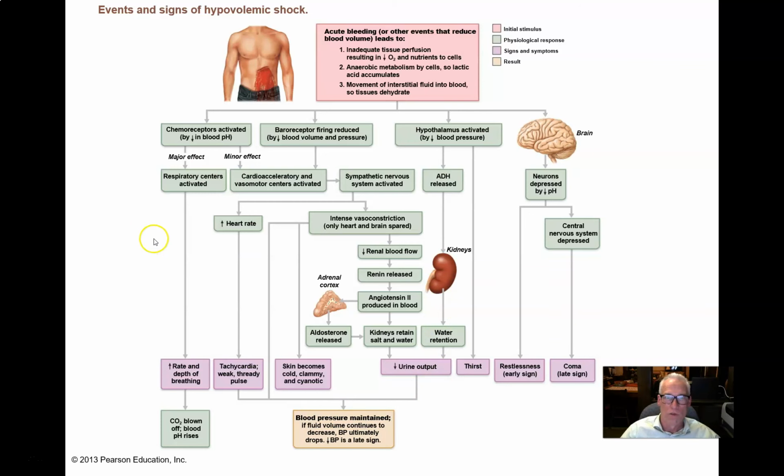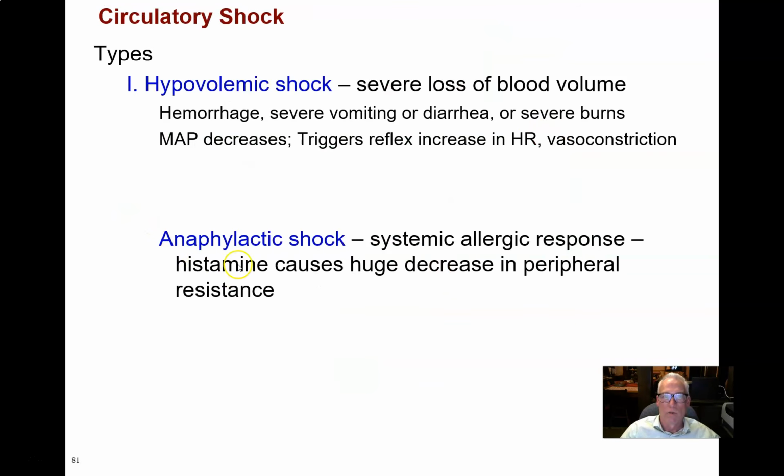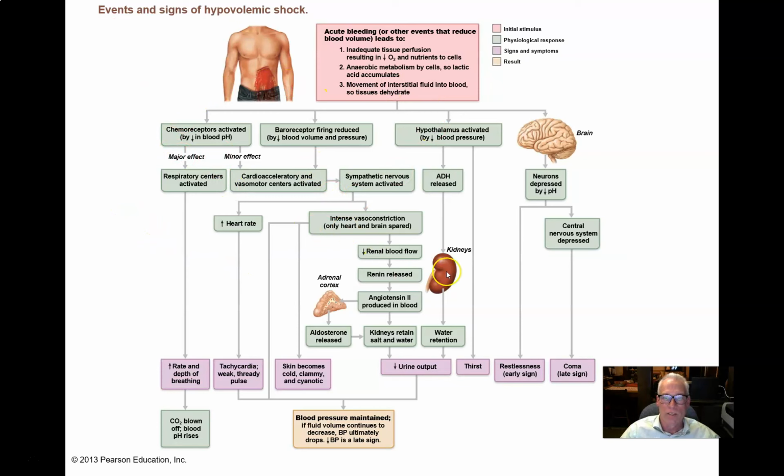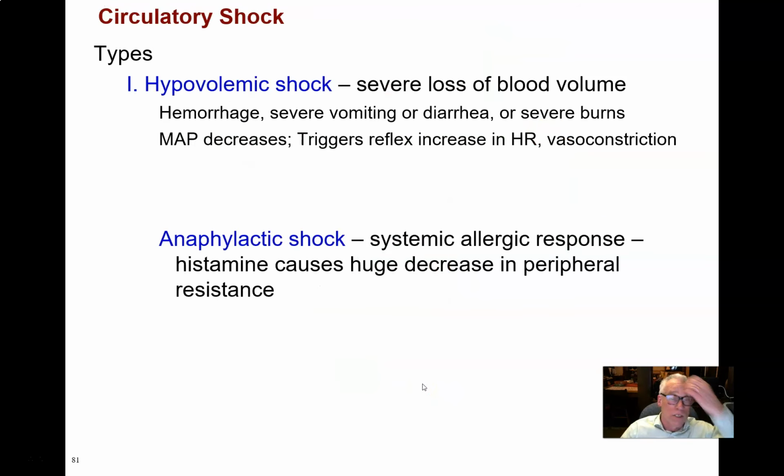So I guess I did go through most of that, but I want you to take a look at that. I want you to be able to feel comfortable with all the parts of this chart, all things that we've talked about, and make sure it makes sense to you and that you can remember those things that you see there. So let's just quickly mention a couple of types of circulatory shock.